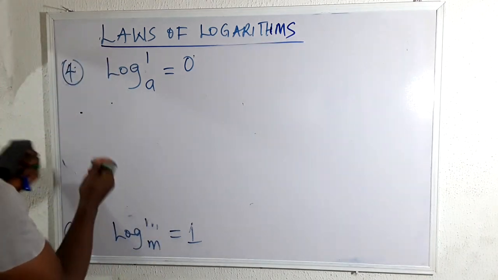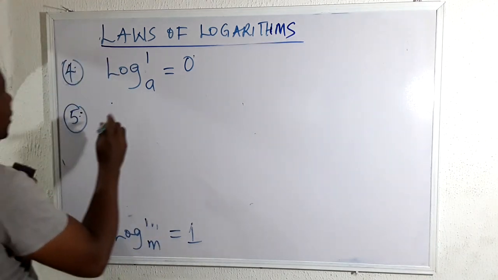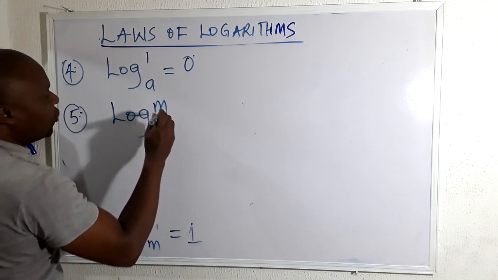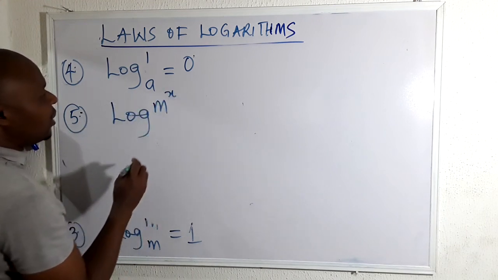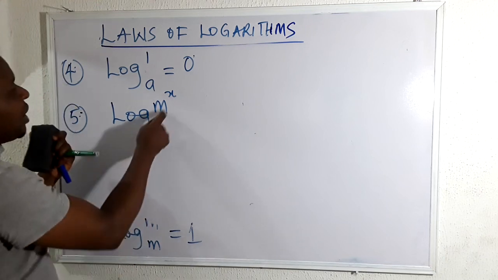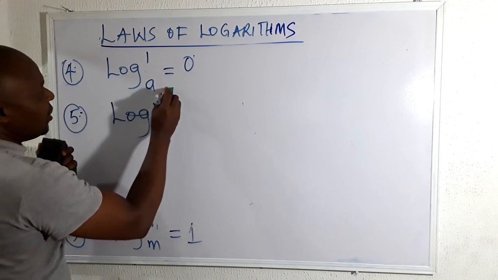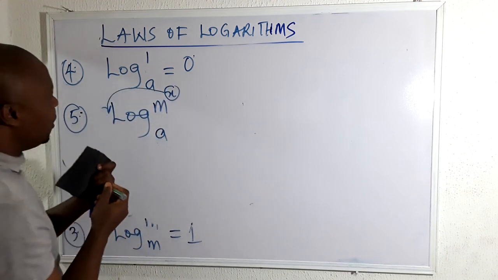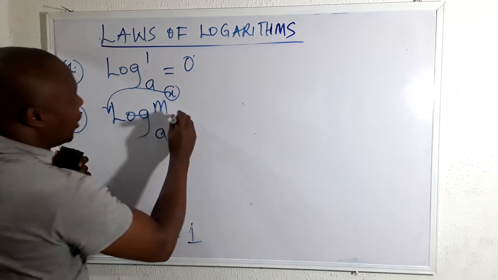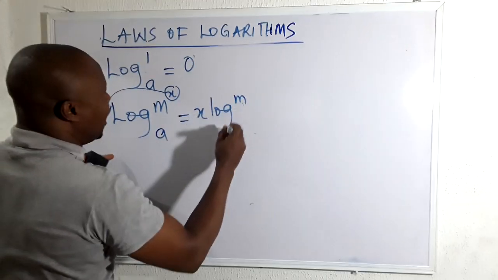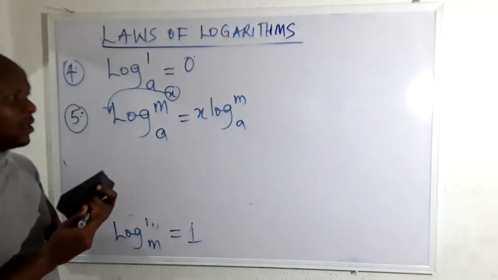So now let's look at the fifth law. The fifth law says that if we have log of a number raised to a power to a base, now this power of the number x can be brought back to the front of the log, and that will be equal to x log m to base a.